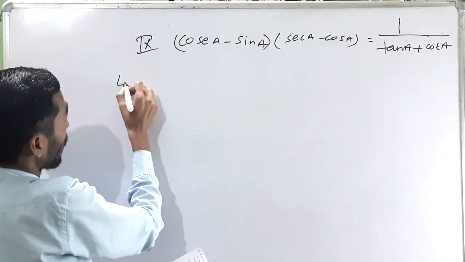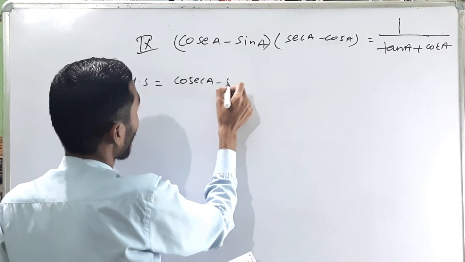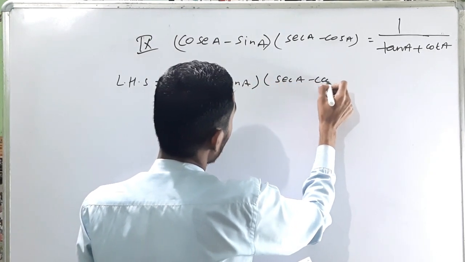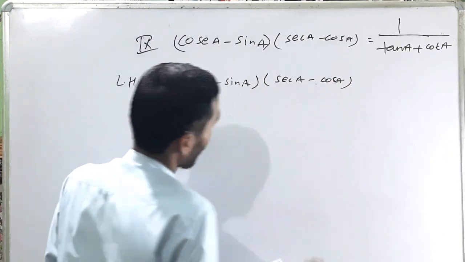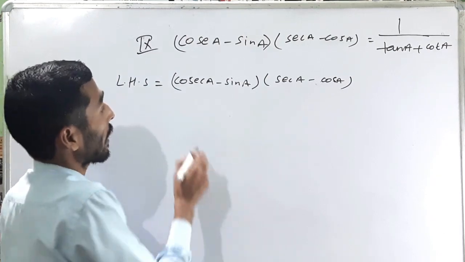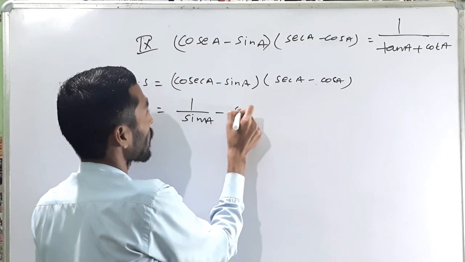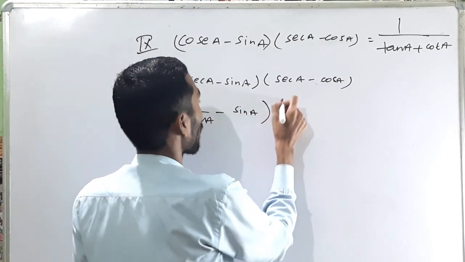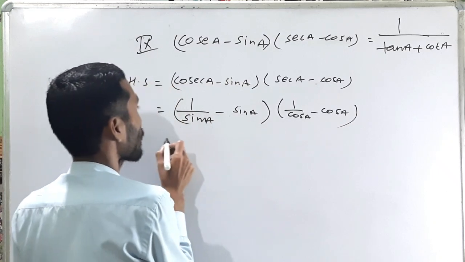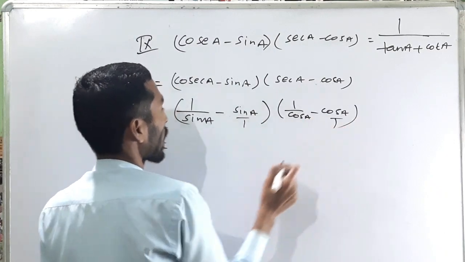So what has been given in the LHS? It is given that cosec a minus sin a and sec a minus cos a. So what can be done? Simply we can change cosec into sin and sec into cos in sin cos form, and after that we'll see 1 by sin a minus sin a, 1 by cos a minus cos a. Now what can be done? We can solve it.